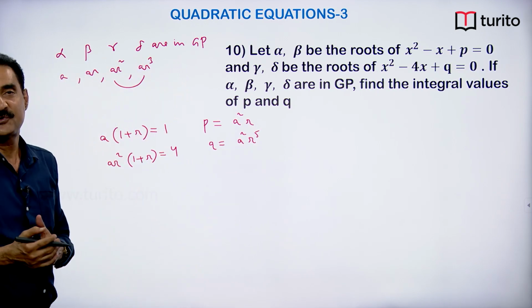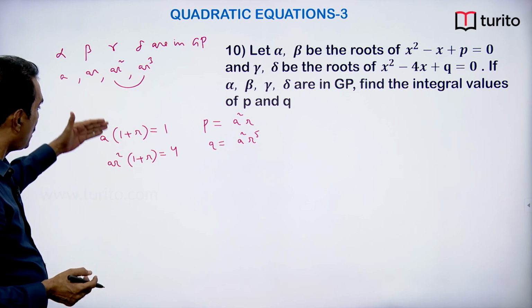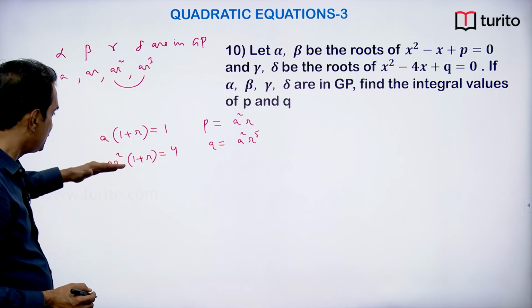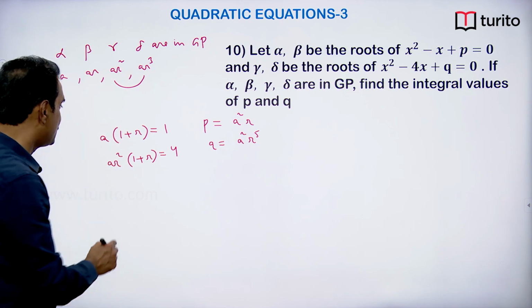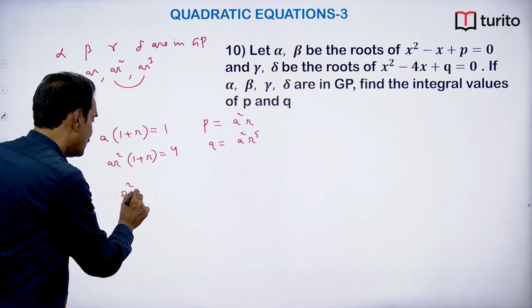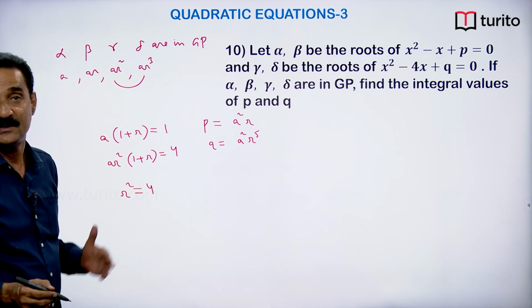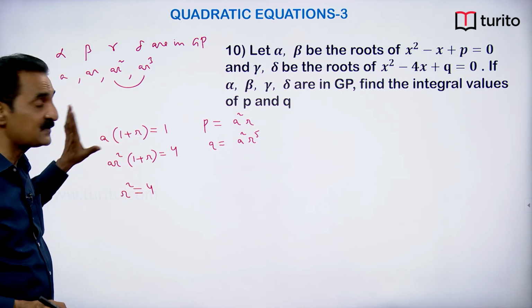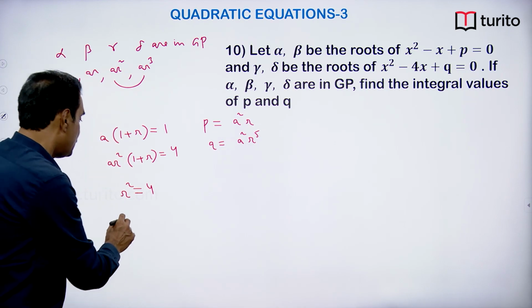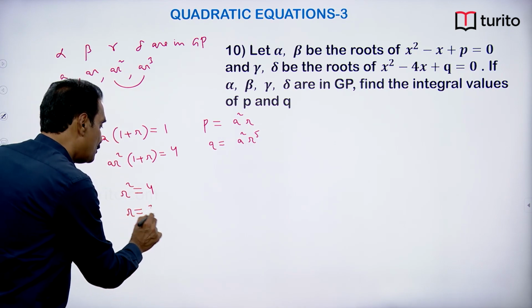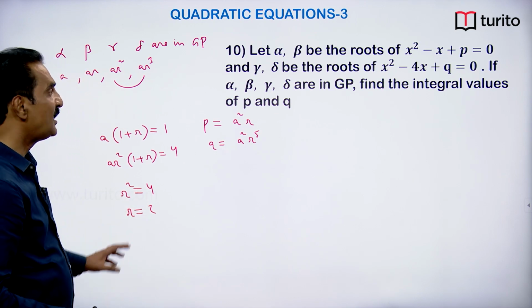Now, how to proceed? By solving these two. How to solve? Just dividing this by this, you will get R square is equal to 4. Dividing this by this, A into R plus 1 cancels. Then R is equal to 2. You can also take minus 2.